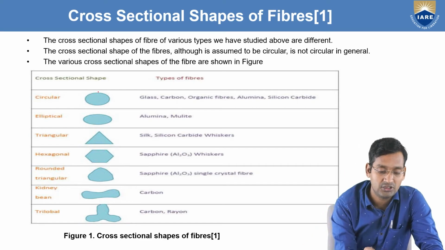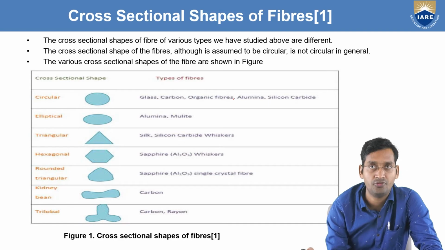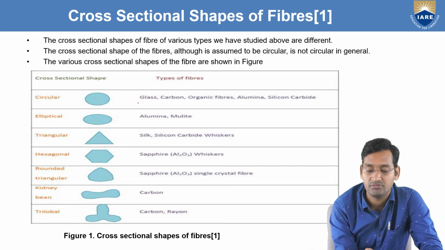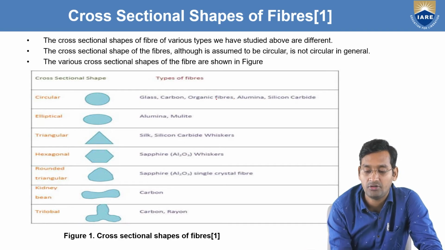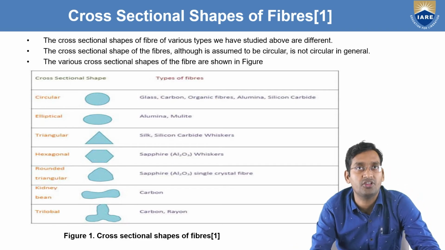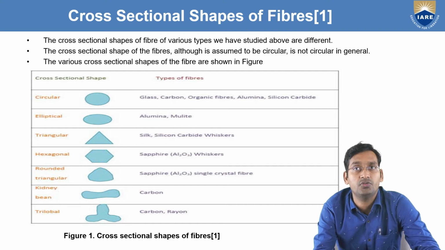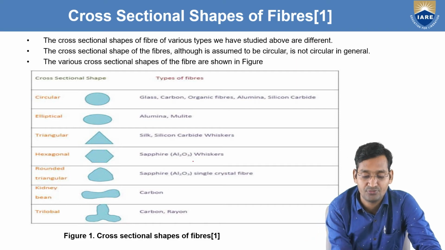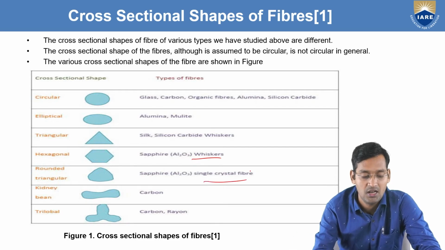So now this is the cross-section, and what are the types of fibers there? Circular means what? Glass, carbon, organic fiber, alumina, silicon carbide. These have the circular cross-section. Elliptical: alumina. Triangular: silk, silicon carbide, viscose. Hexagonal: sapphire, that is Al2O3, viscose. Rounded triangular: that is sapphire, Al2O3, single crystal fiber. So this is for viscose and this is for single crystal fiber.